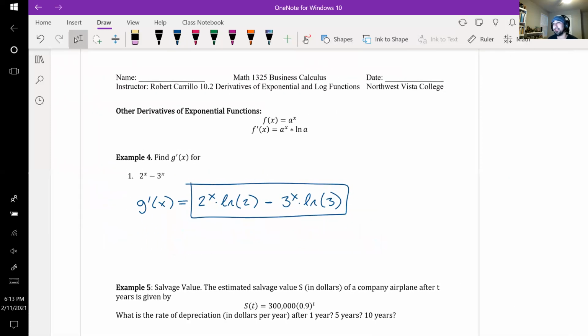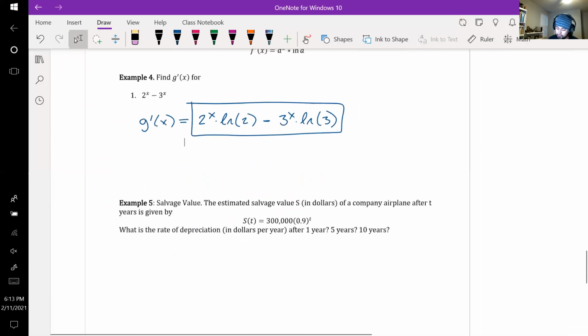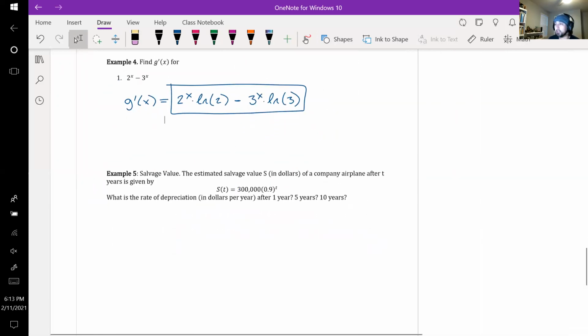All right. Which means this brings us to our final question. Application. The estimated salvage value S in dollars of a company airplane after t years is given by S of t equals 300,000 times 0.9 to the t. What is the rate of depreciation in dollars per year after 1 year, 5 years, 10 years?